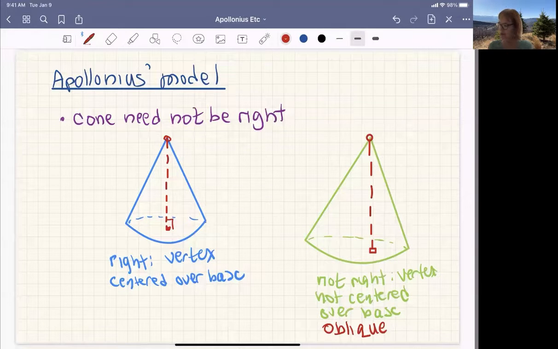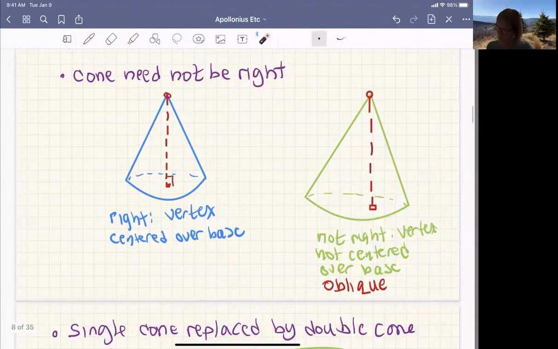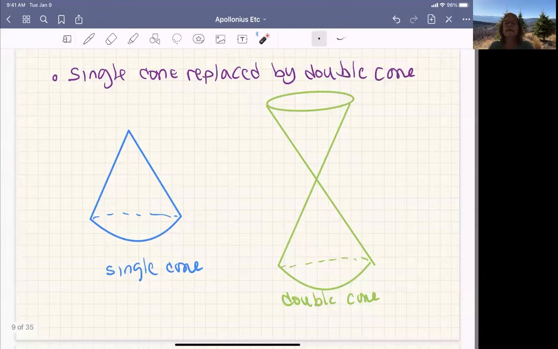But if it's not a right cone, when you drop that perpendicular line down to the base, it's going to hit someplace other than the center of the base. So a cone that's not right is called oblique. So basically, the cone is kind of slanted, and that's what we mean by that. Now, the next thing that Apollonius did is he replaced the single cone with the double cone.